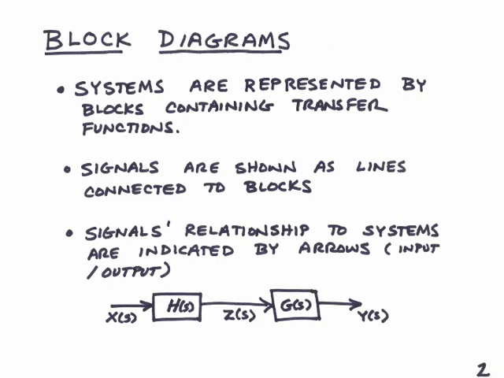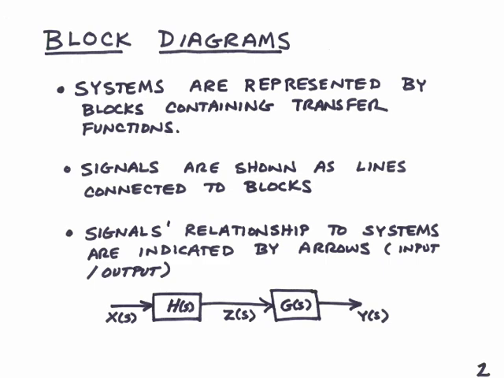There are several ways to show the interconnections between systems within a larger model. By far, block diagrams are the most popular method. In block diagrams, systems are represented by blocks which contain the transfer functions. Signals are shown as lines connecting the blocks together. The relationship of a signal to a system is indicated by the arrows present. If the arrow on a line points toward a block, it indicates this signal is an input to the block, and if the arrow points away from the block, it indicates that signal is an output of the block.